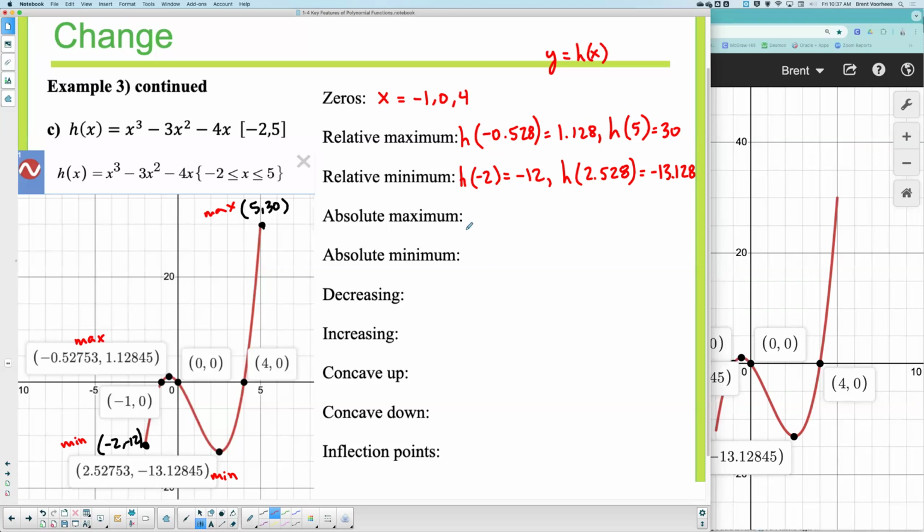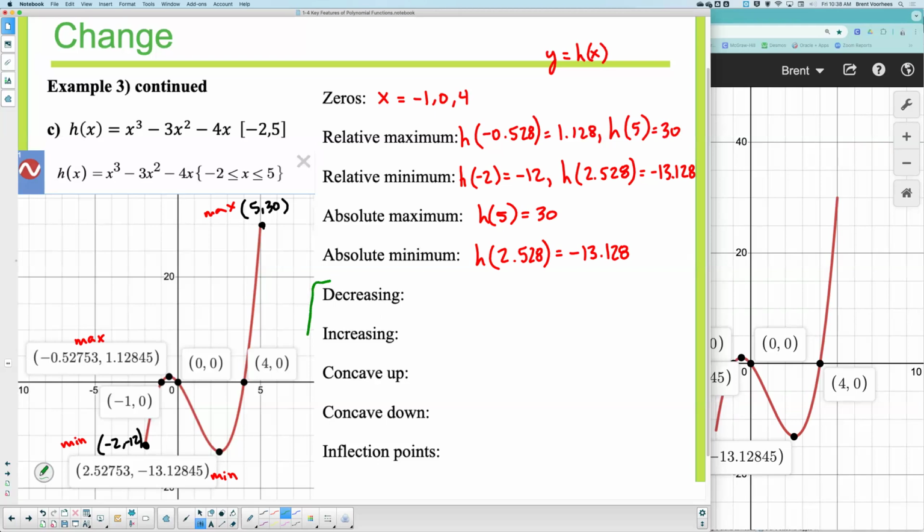Now, absolutes mean it's a maximum and it's the highest point of the whole graph. How many absolutes does this graph have? Only one. H of 5 equals 30. And how many absolute minimums do I have? 1. H of 2.528. The x value is positive, but the y is what's negative. Equals negative 13.128, we said.